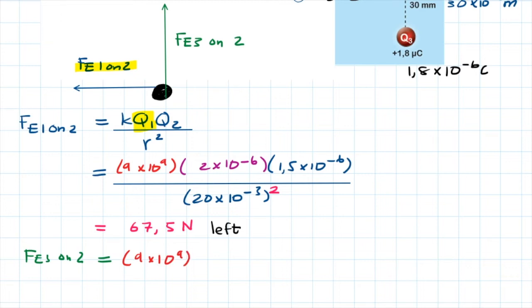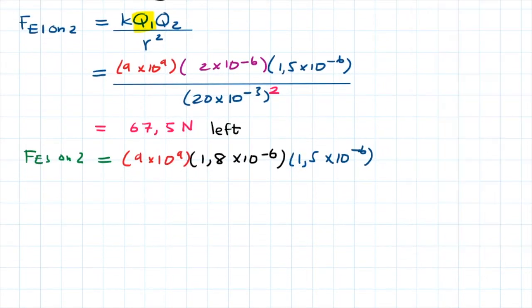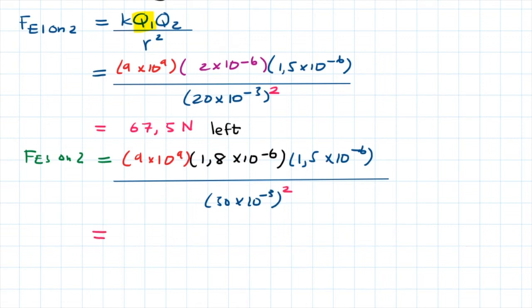Q3 is this value, which is 1,8 times 10 to the negative 6. Q2 still maintains its charge of 1,5 times 10 to the negative 6, and we're going to divide by the distance between them squared, which is 30 times 10 to the negative 3, and as normal, we don't forget the square. When we plug this into our calculator, we end up with an answer of 27 newtons.